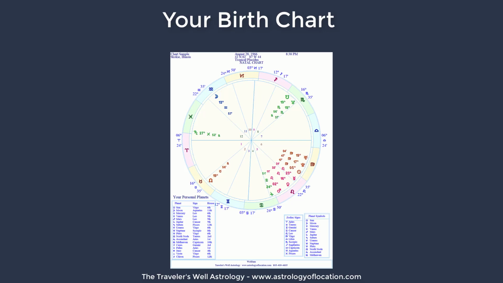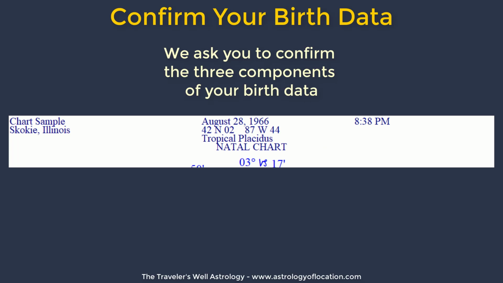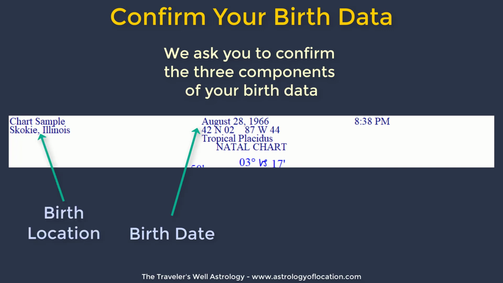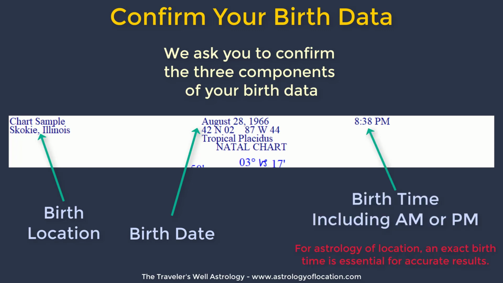So first, let's talk about confirming your birth data. The very first page of the map document will be your birth chart. And at the top of that is your birth data. So right in the center is your birth date. On the left-hand side is your birth location. And then on the right-hand side is your birth time. And that's the one we really need to pay close attention to for astrology of location. So we do ask that you take a look at this page, and then once you've confirmed the data, we know that we're on the same page and that we're proceeding from a good foundation of data.